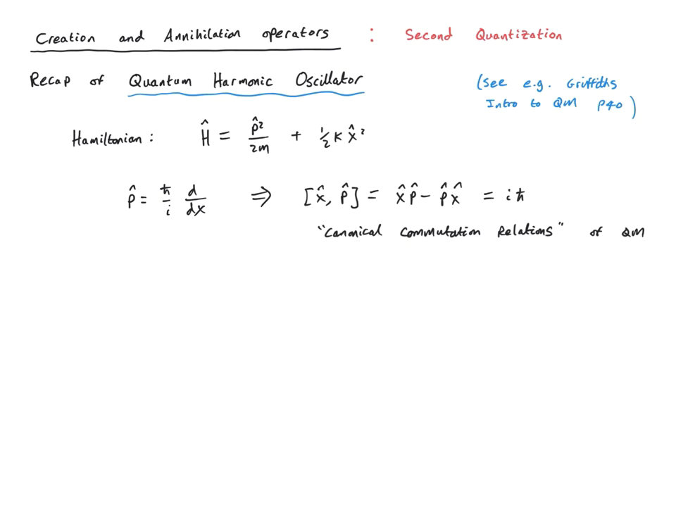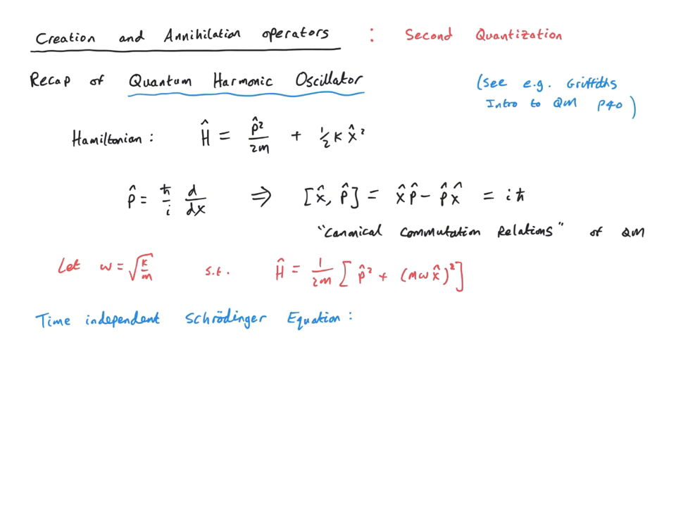Now, it's often convenient to introduce a parameter omega, which is simply the square root of k over m, such that our Hamiltonian can be written in this slightly simplified form: 1 over 2m times (p hat squared plus m omega x hat squared).